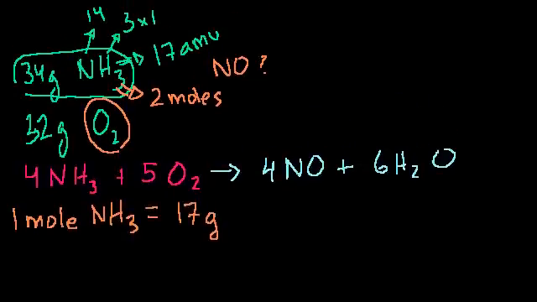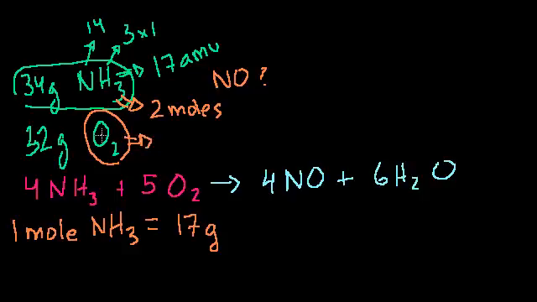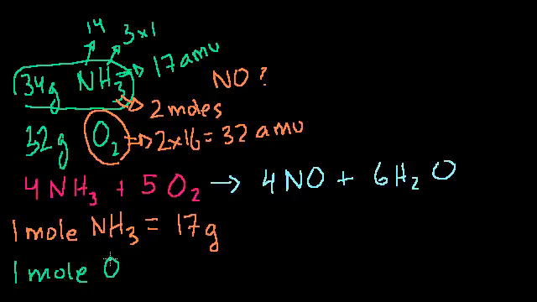16. So what's the molecular mass of the diatomic molecule O2? Well, it has 2 oxygens, so it's going to be 2 times 16. It equals 32 atomic mass units. One molecule of O2 is 32 atomic mass units, or 1 mole of O2 is how many grams? Well, if one molecule is 32 atomic mass units, then 6 times 10 to the 23 of that molecule are going to be that many grams. 32 grams. So how many moles of oxygen have we been given? We've been given exactly 32 grams of oxygen, which is exactly 1 mole.